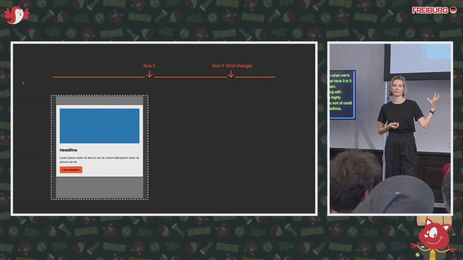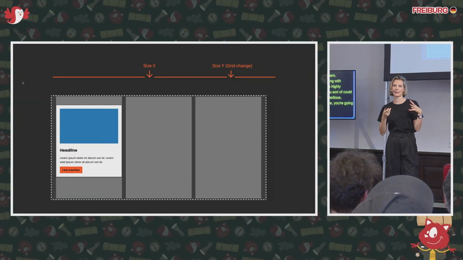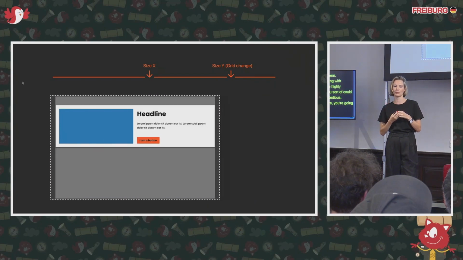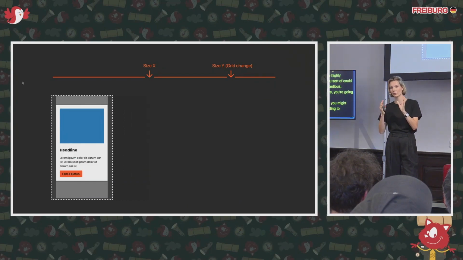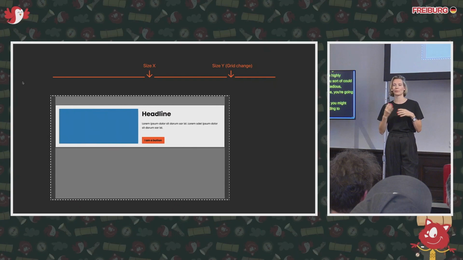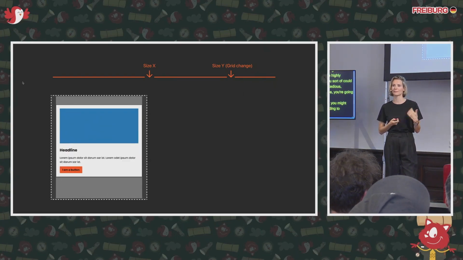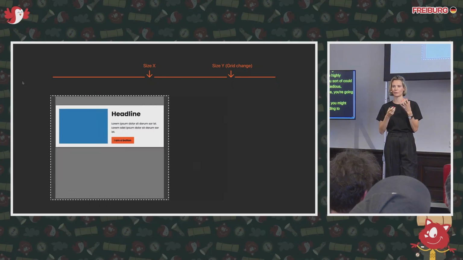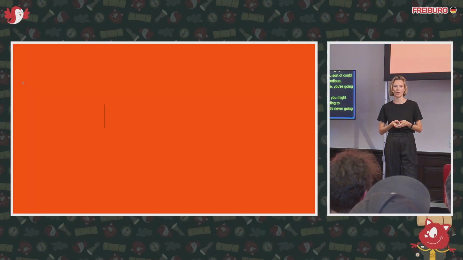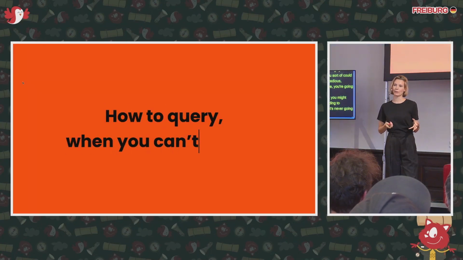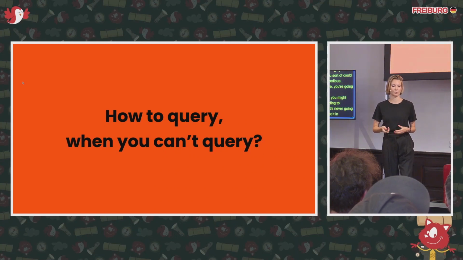Also, another thing is that you might have them set into columns, responding to columns. You can make that work in CSS, but this is just nothing that you can do in Figma. It's never going to look at a column, even if you nest it in a frame as its parent. So how to query when you can't query? Should have really called a talk like this.